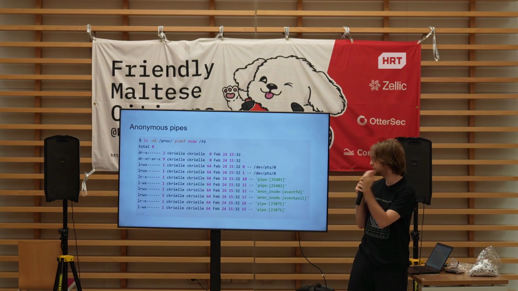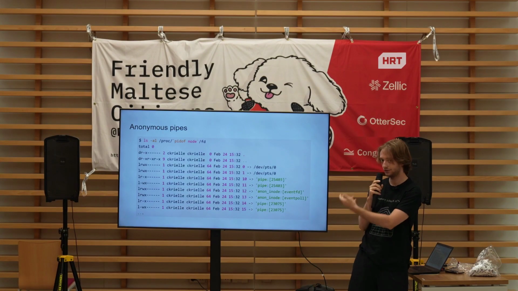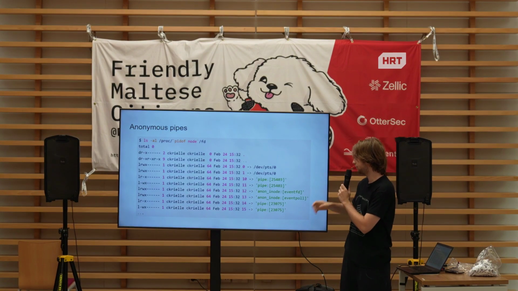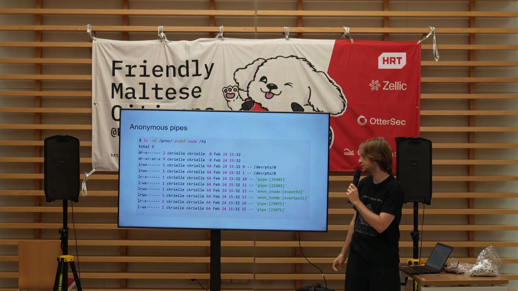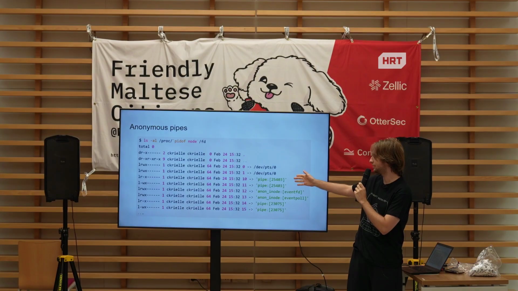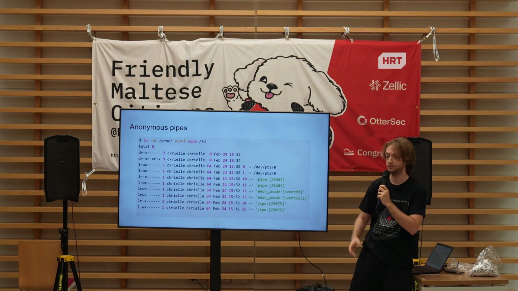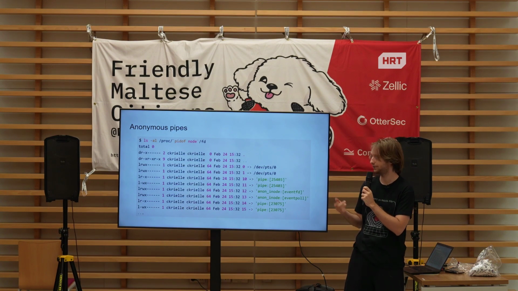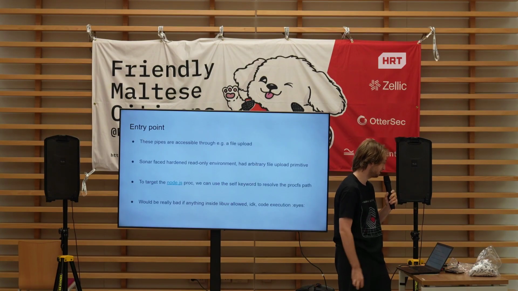If we do an ls in the proc file system, then we can see the different file descriptors that are available. And for example, 10, 11, those are the anonymous pipes. What I mean by that is that procfs is usually a file system that, especially in CTF challenges, we care about because it lets you do a lot of cheesy stuff with it, and it's generally accessible. It's accessible even in hardened environments. We're going to discuss it right now.